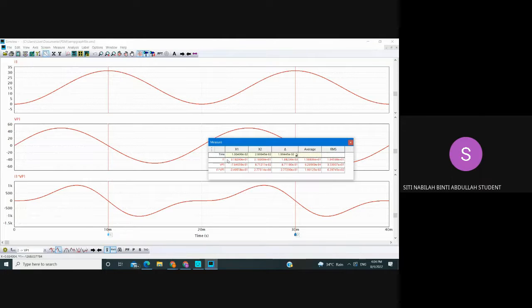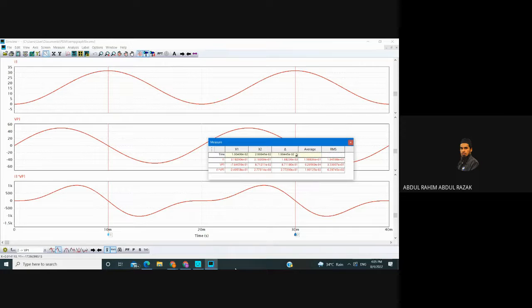Voltage and current are out of phase by 90 degrees, which means that the voltage leads the current by 90 degrees. They also reach the zero value at different times. In the first half cycle, it absorbs power from the source, but in the next half cycle, it supplies back the same power to the source. That's all, sir.